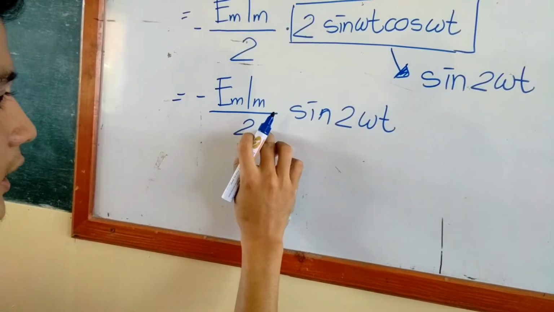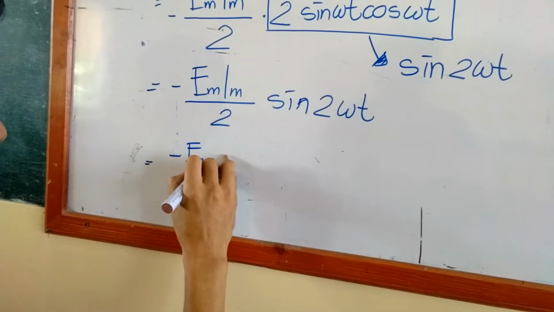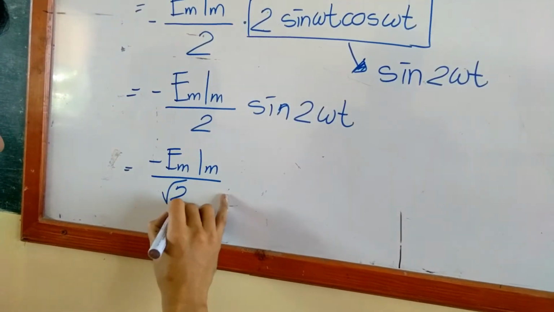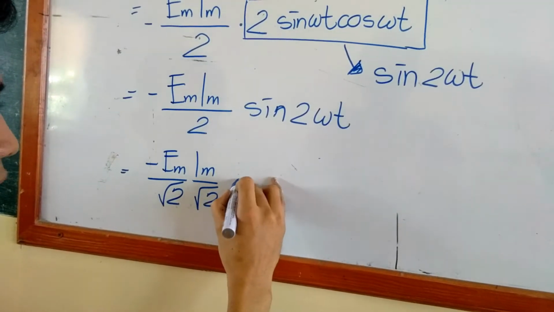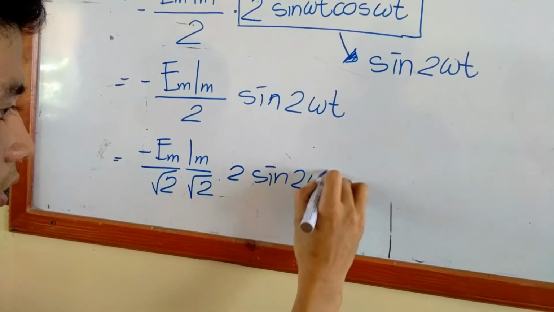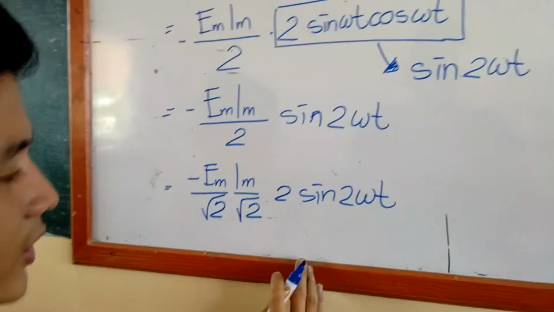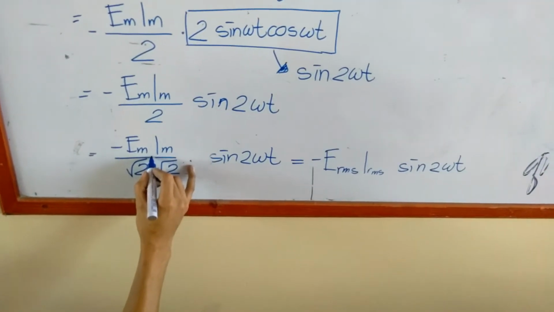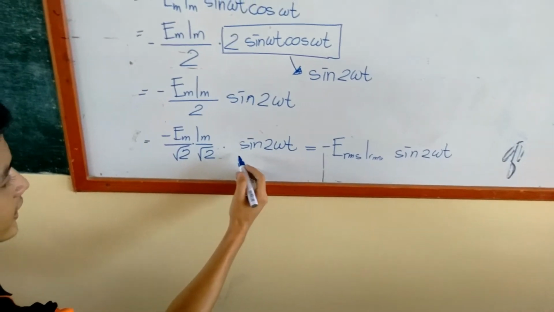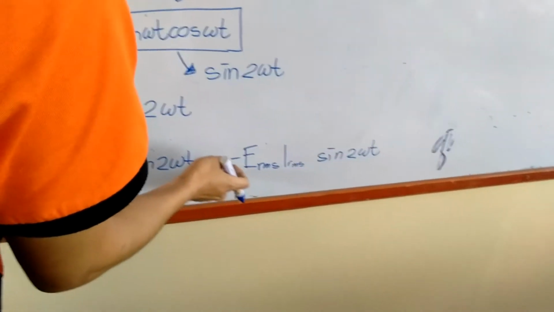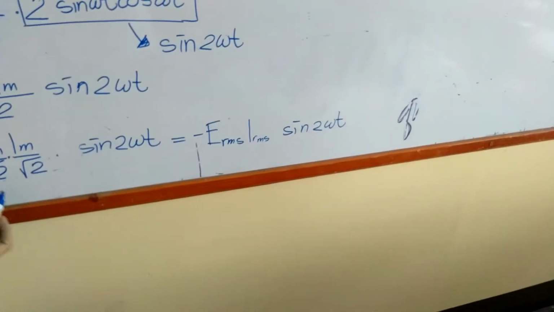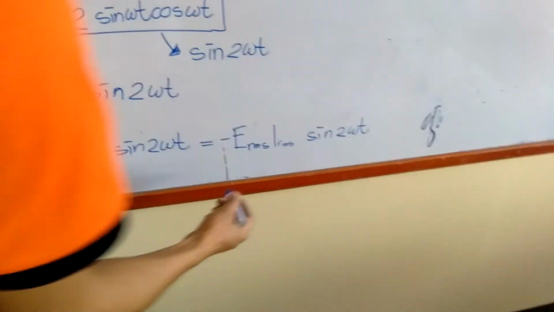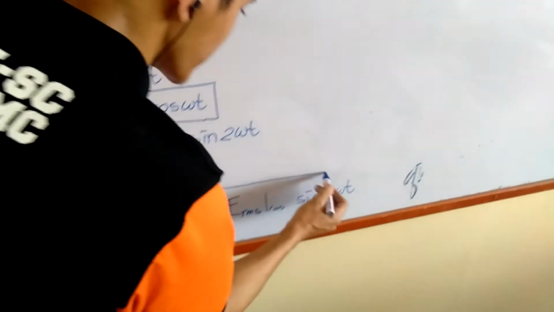Now, this one can also be written into negative E_M I_M all over square root of 2 times square root of 2 sine 2 omega t. It can also be written into negative E_M over square root of 2 multiplied by I_M all over square root of 2 times sine 2 omega t, which will be equal to E RMS, which is the value here, and I RMS, which is also the value here. So, this will be our instantaneous power in an inductive circuit.